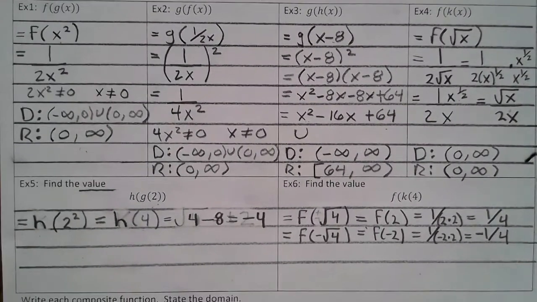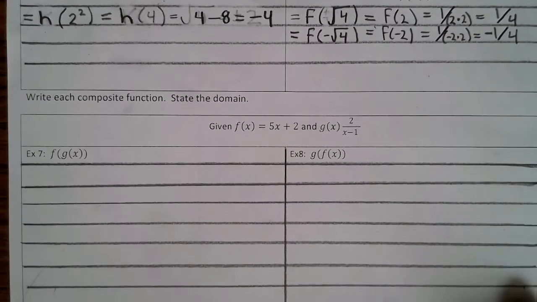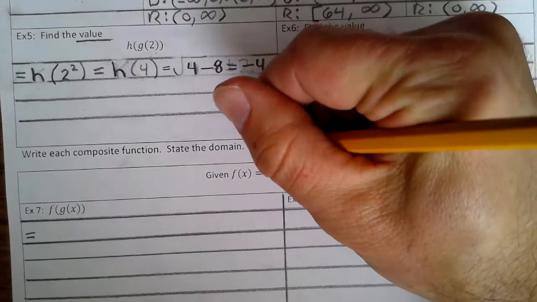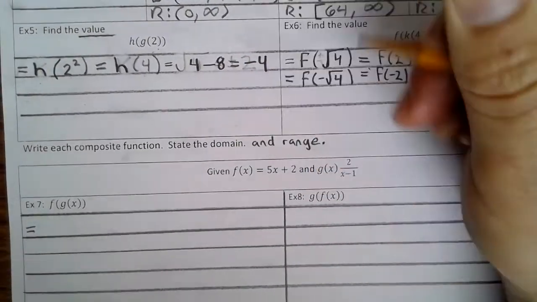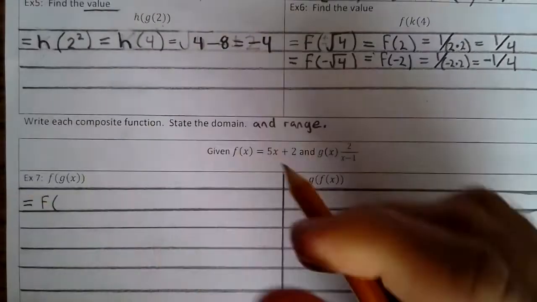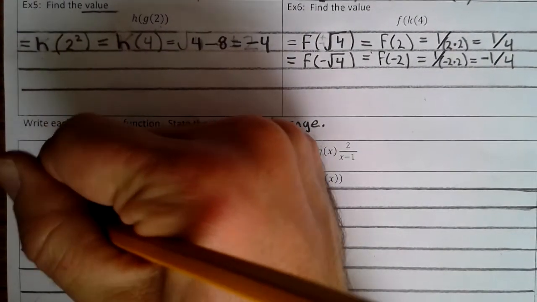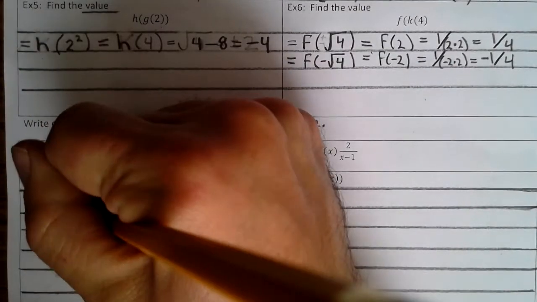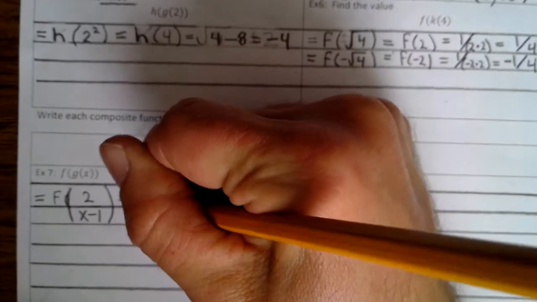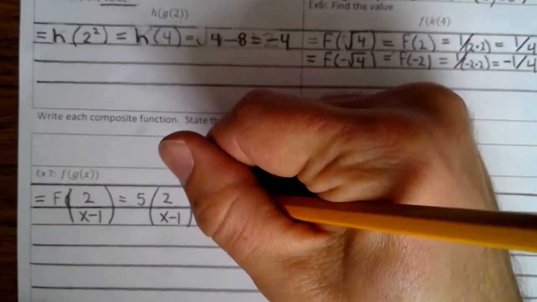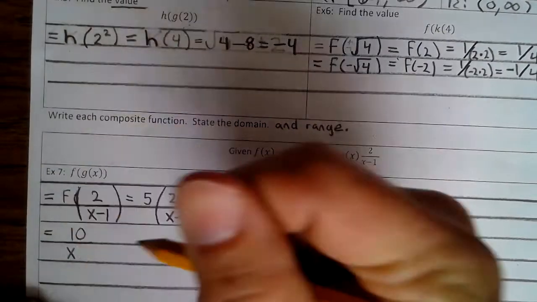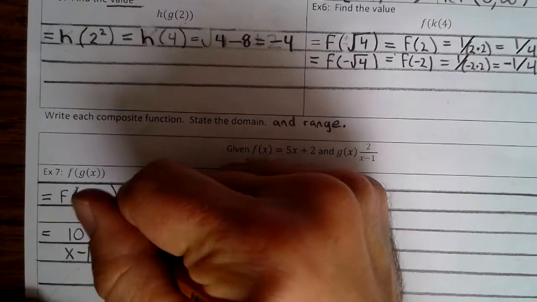All right, so now let's take a look at example 7. Write each composition function, state the domain. Actually, not just domain, domain and range. So that's f of g of x. Well, g of x is 2 divided by x minus 1. So we're plugging that into f. So that's equal to 5 times 2 over x minus 1, plus 2. So that equals 5 times 2 is 10, that's 10 divided by x minus 1 plus 2 divided by 1.